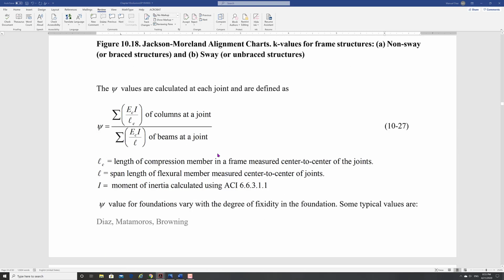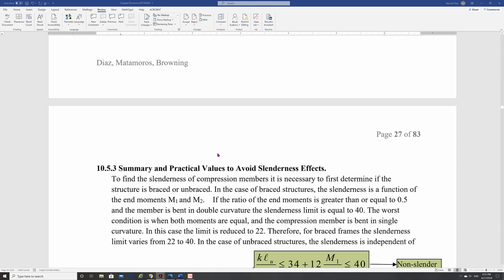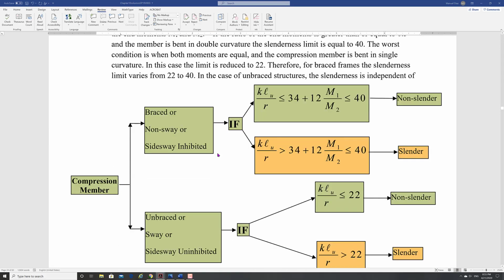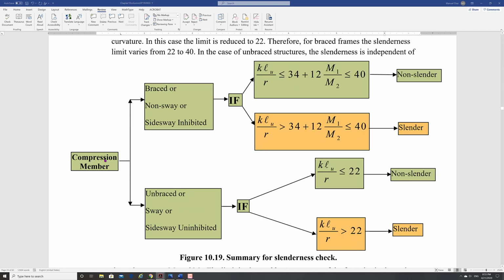All right, so we have talked about all this. So now, what do we have then? A summary. There is a compression member. You need to decide if it's braced, non-sway, or sway inhibited. I think this is what the steel guys use now. You have this case, then you have to check this formula. If you satisfy it, you are below the limit, which is variable but cannot exceed 40, then you have a non-slender column. If you get a value greater than the limit, then it's slender, right?